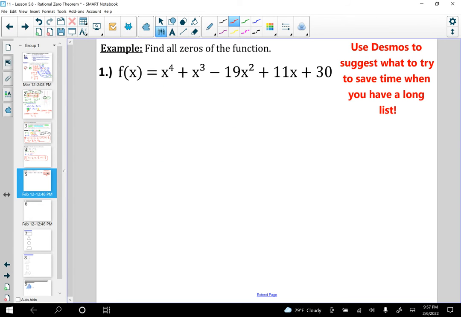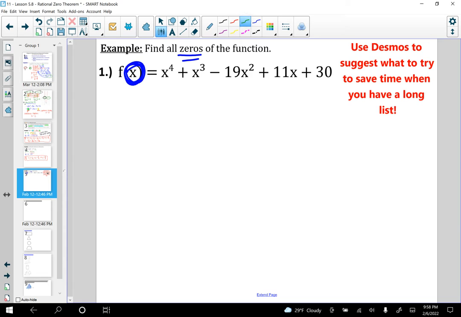Let's try another type of problem here. Find all zeros of the function. You can use Desmos to suggest what to try to save time when you have a long list. I have a degree 4 polynomial function, and remember, when I'm asked to find zeros, that's really asking me to find x-intercepts, so I'm plugging 0 in over here.